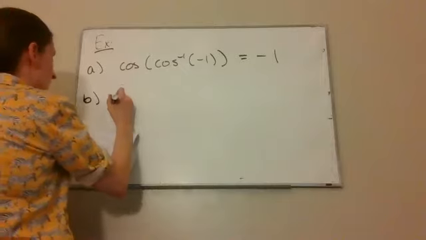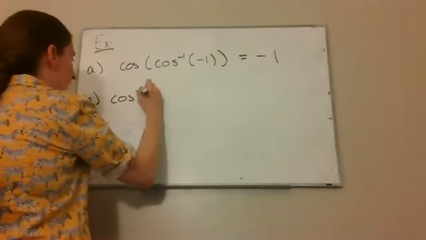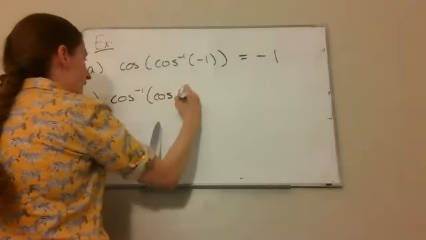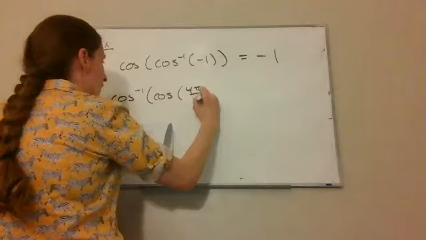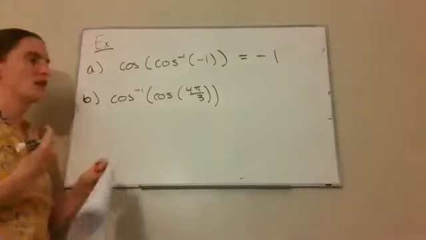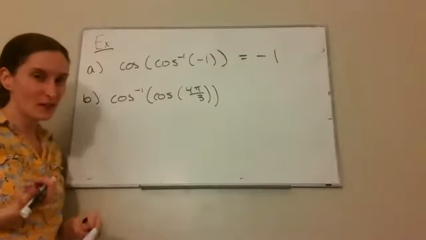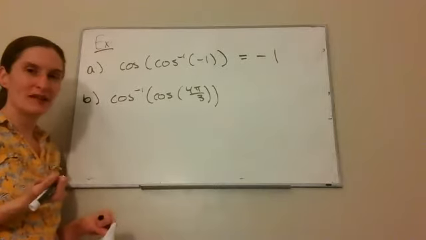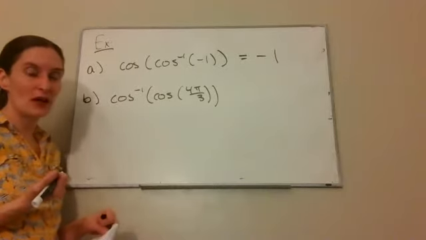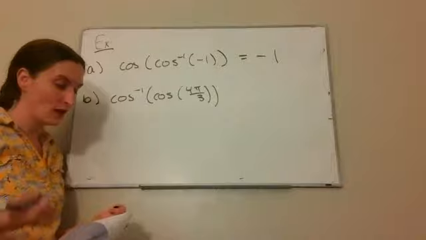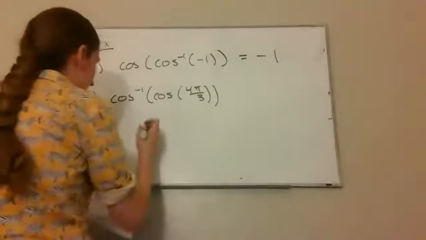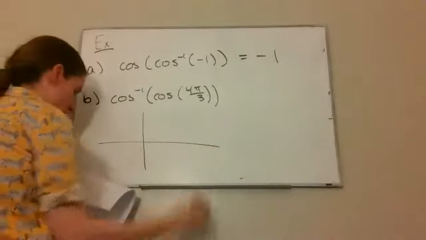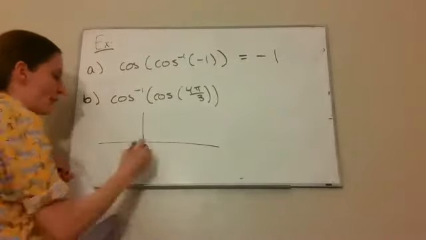Part B, cosine inverse of cosine of 4pi/3. Well, your instinct might be to just say this is 4pi/3. However, 4pi/3 is not in the restricted domain of cosine that we're using when defining our inverse trig function. So let's take a look here.